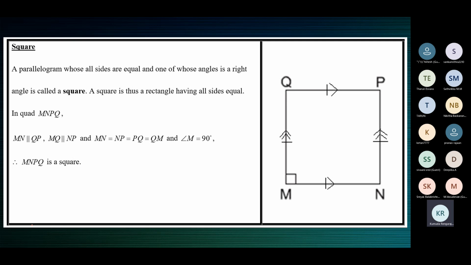But the difference between a rhombus and a square is that in a rhombus, diagonals are unequal, while in a square, the diagonals are equal. In a rhombus and in a square, the diagonals bisect at right angles. In a rhombus, diagonals bisect the corner angles. In a square also, the diagonals bisect the corner angles.